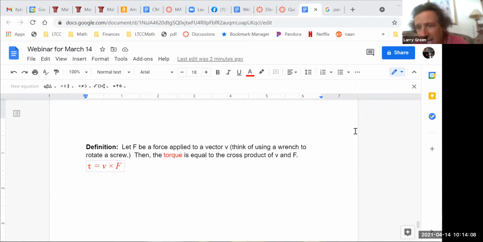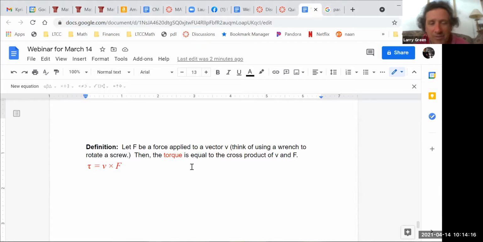Okay, it might be that there's another 2 pi you might want to call tau just for fun, but in our class, no. In our class, tau is V cross F. But we're out of time. So I'm going to stop my share and stop the recording.